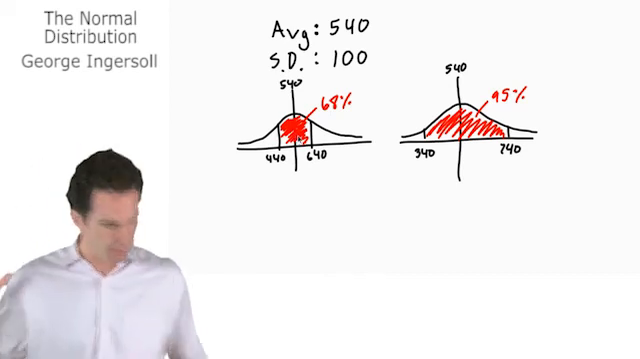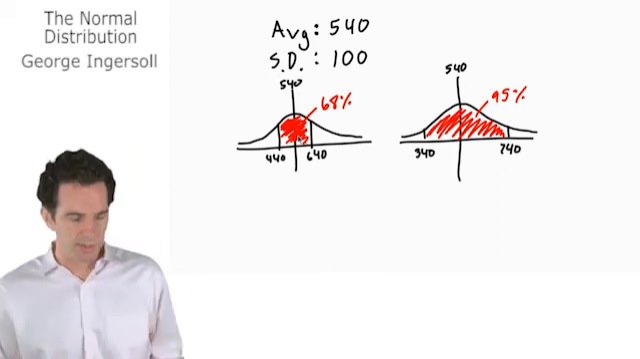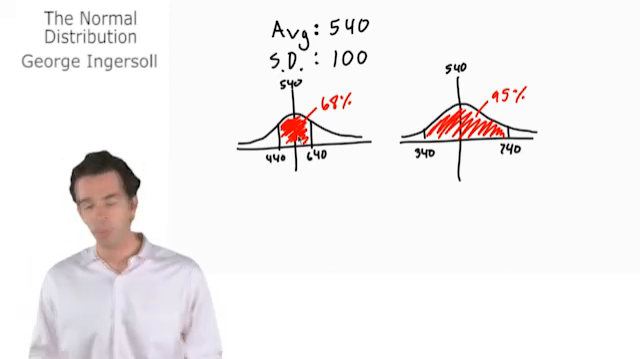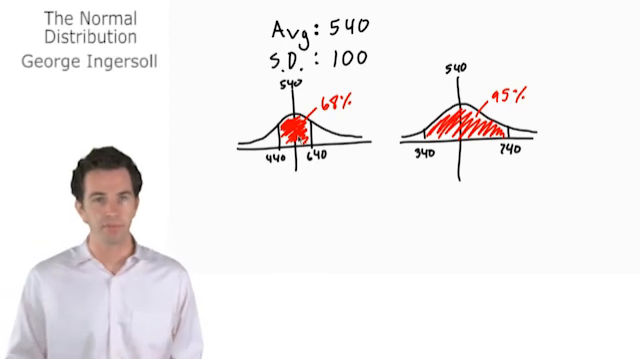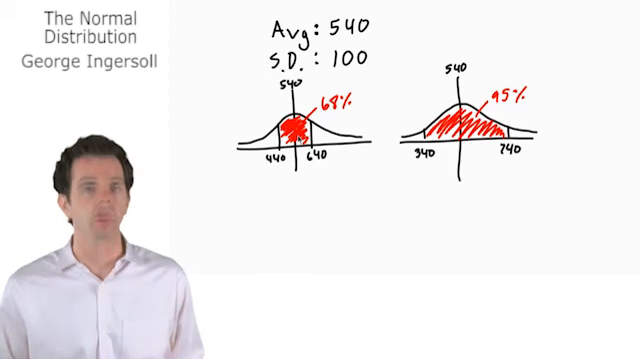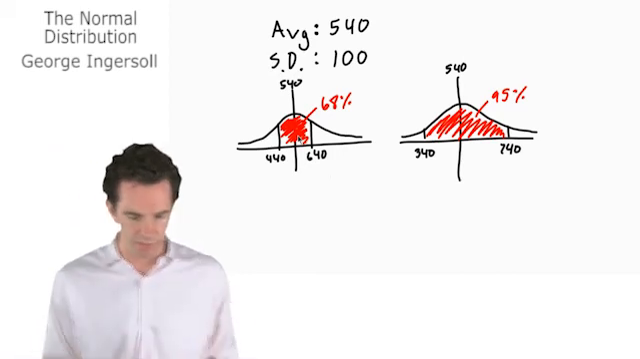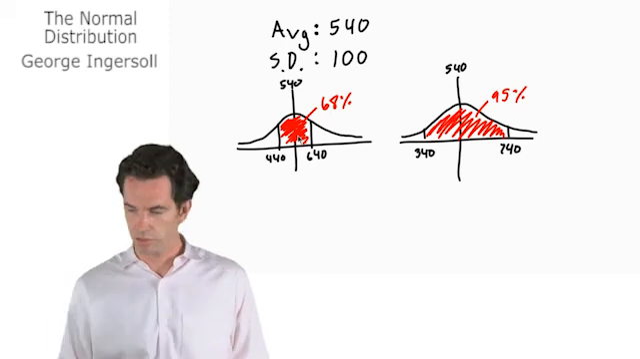So here's a question for you. If you scored a 640 on the GMAT, what percentage of people scored less than you did? All right, so essentially, what was your percentile score? What percent of people scored below you? Let's think about that for a moment. I'm going to draw a whole new curve here.